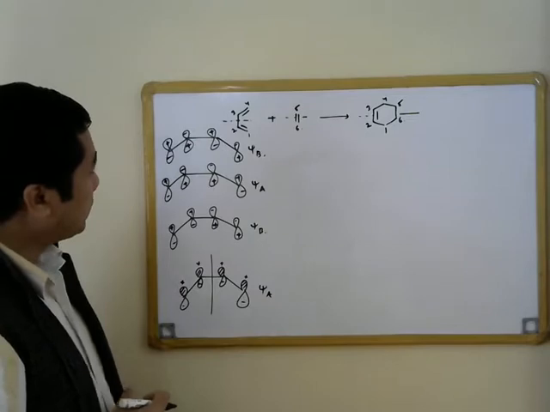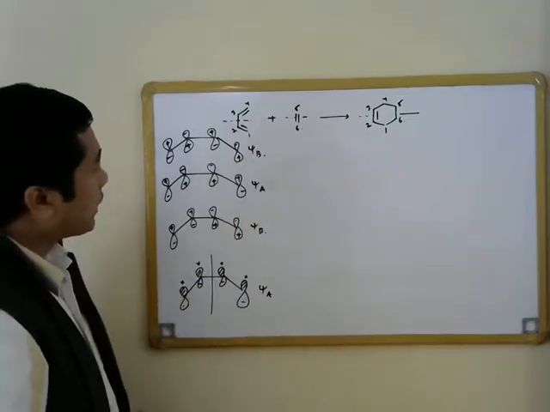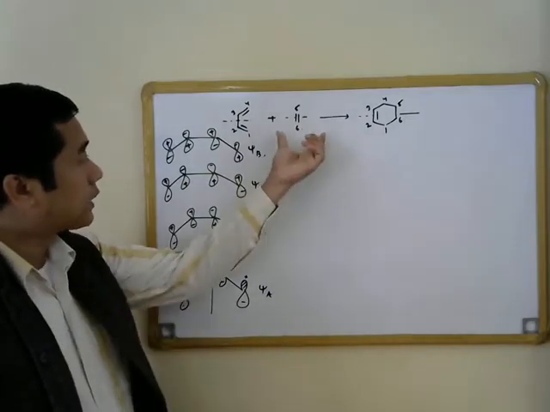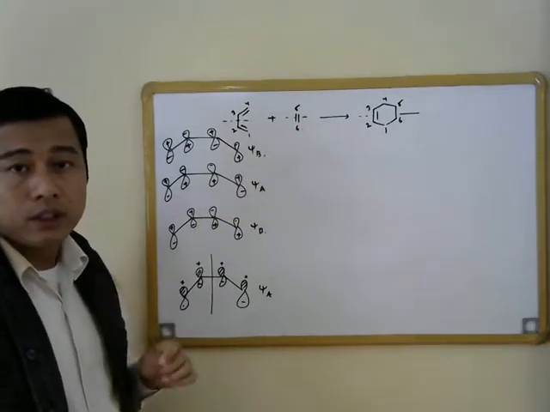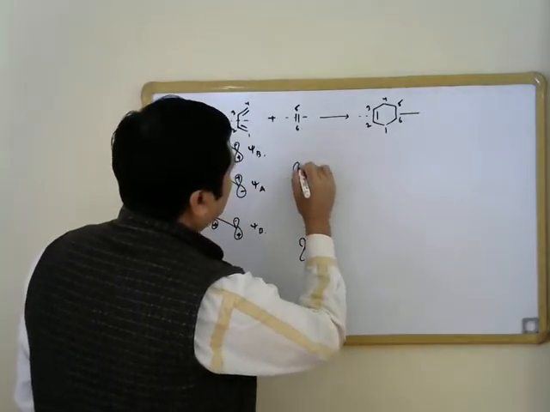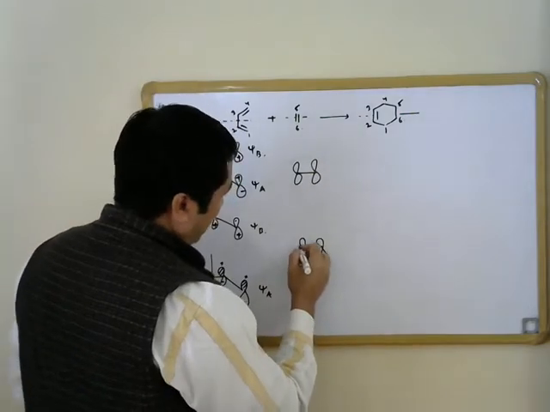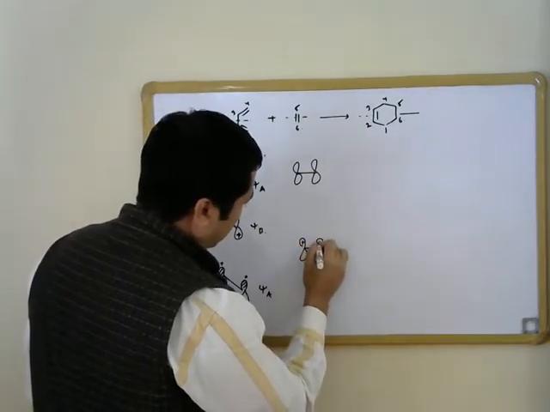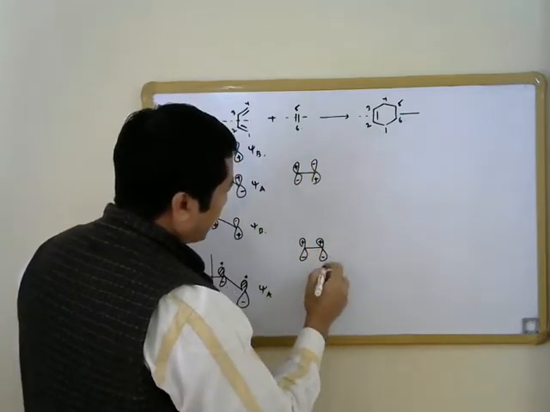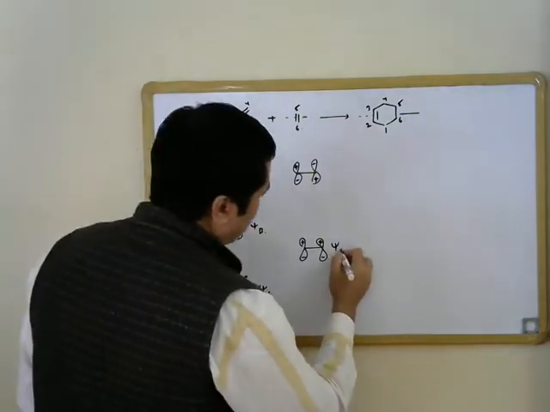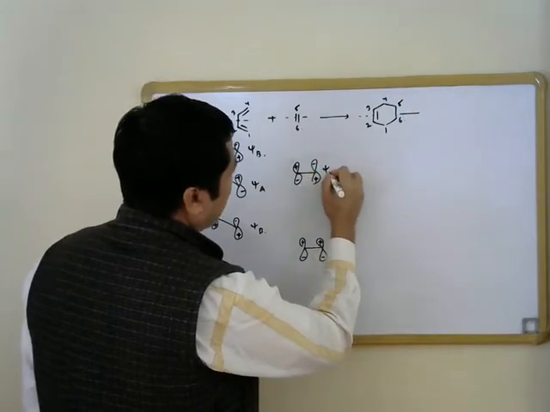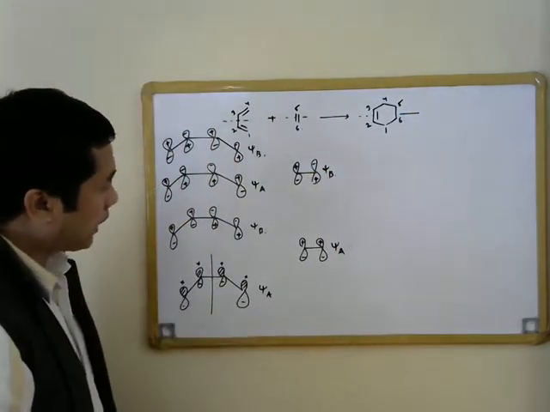Then we see the p-pi molecular orbitals of this reactant, the olefin over here. In this case, there are only two molecular orbitals. One is the bonding and the other one is anti-bonding. With respect to the sigma, the bonding molecular orbital is psi A, and with respect to the sigma, this anti-bonding molecular orbital is going to be psi B, as it is antisymmetric.